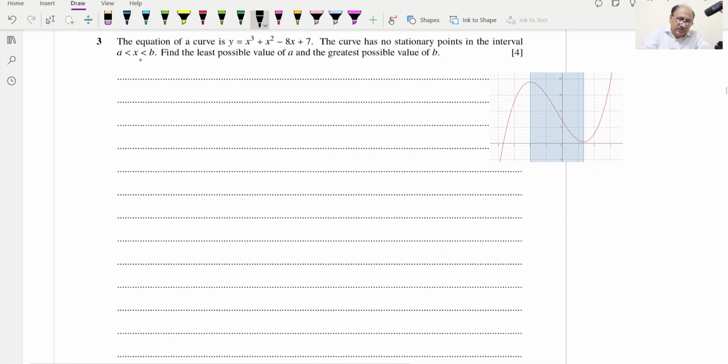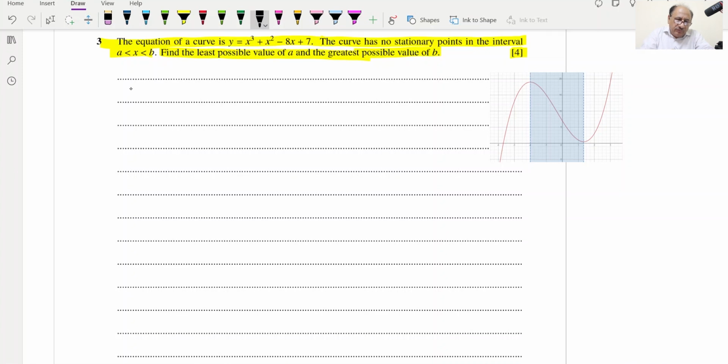Question number 3 says the equation of the curve, this curve equation is provided. The curve has no stationary point in the interval a and b. Find the least possible value of a and the greatest possible value of b, and this is a 4-mark question. This diagram is not part of the question. I have inserted it for your explanation. I'll explain in a while.